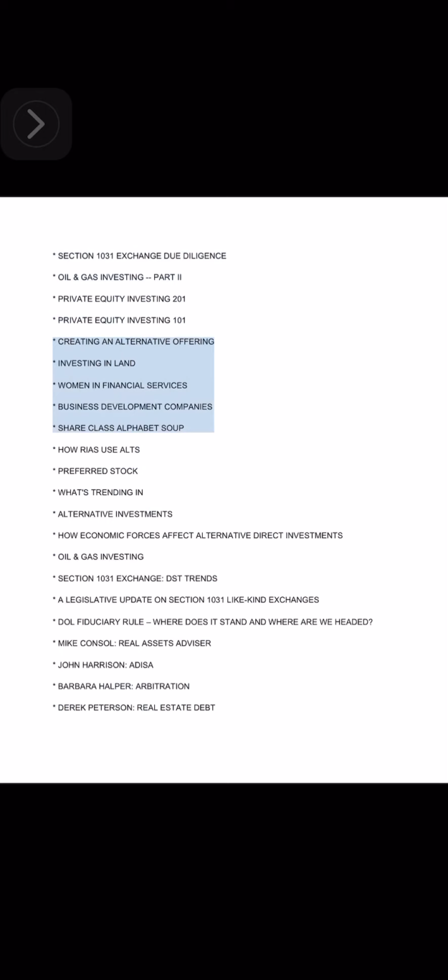Creating an alternative offering. Investing in land. Women in financial services. Business development companies. Share class alphabet soup. Preferred stock. What's trending in alternative investments. Economic forces affecting alternative direct investments. Oil and gas investing. Section 1031 Exchange. DST trends. A legislative update on Section 1031 Like-Kind Exchanges. DOL Fiduciary Rule: where does it stand?